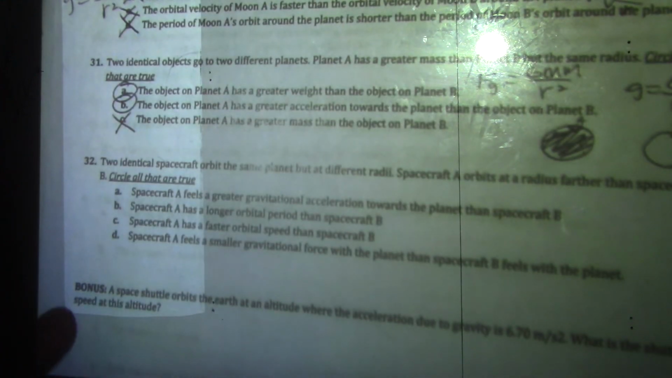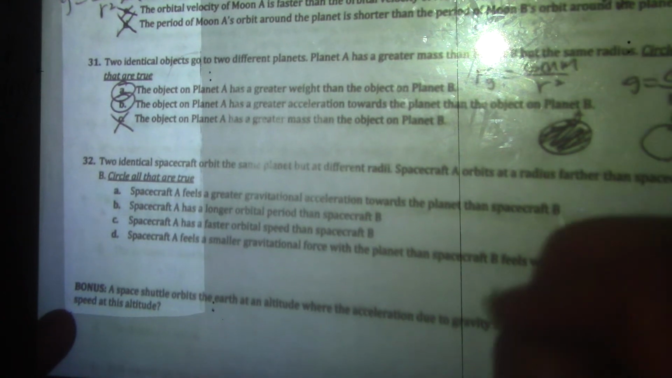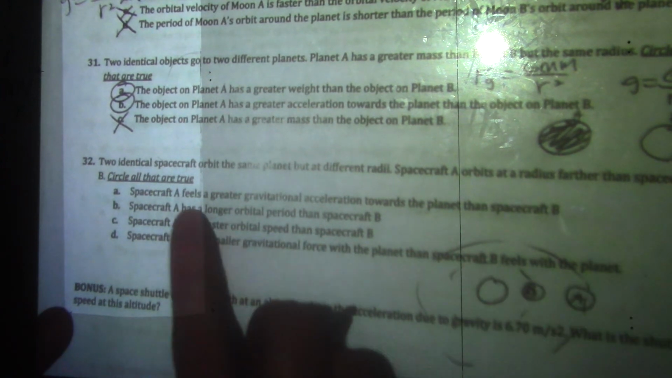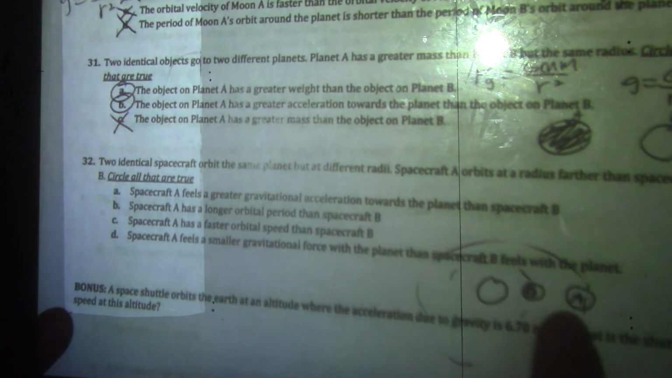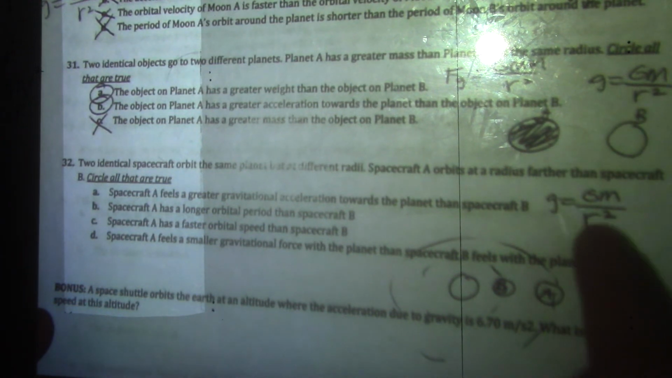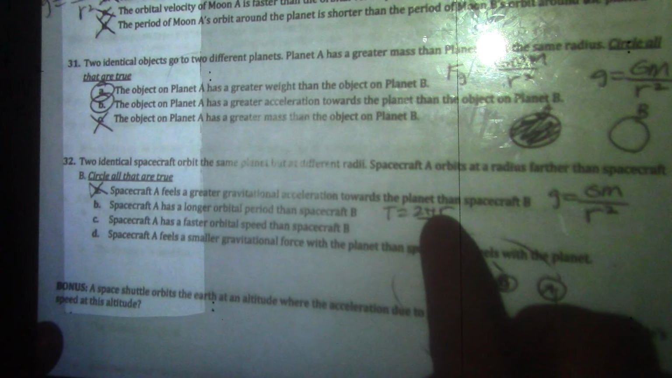Two identical spacecraft orbit the same planet but at different radii. So if this is B right here, A is farther out, greater radius. It's saying A feels a greater acceleration, so GM over R squared. If I have a greater radius, that's actually going to be a smaller acceleration, so that is not true. A longer period? Period is 2 pi r over v. If A has a greater radius, which it does, then it would have a greater period, that's true.